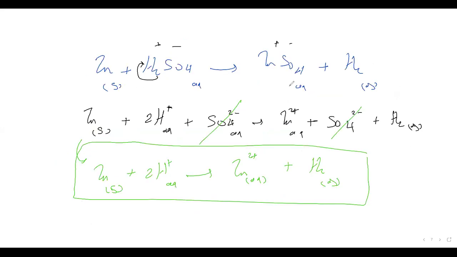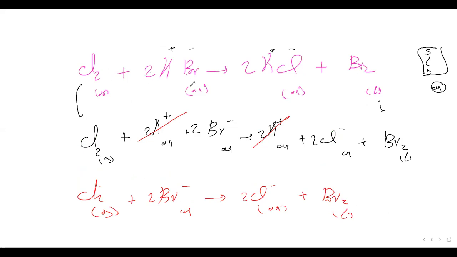Zn plus H2SO4 gives ZnSO4 plus H2. Solid as it is, gas as it is. For H2SO4 to be separate ions, the number must be written before: 2H positive aqueous and SO4 negative 2 aqueous. Zn 2 positive, SO4 2 negative. SO4 2 negative cancels, so Zn solid plus 2H positive aqueous gives Zn 2 positive aqueous plus H2 as a gas. Cl2 plus 2KBr gives 2KCl plus Br2.